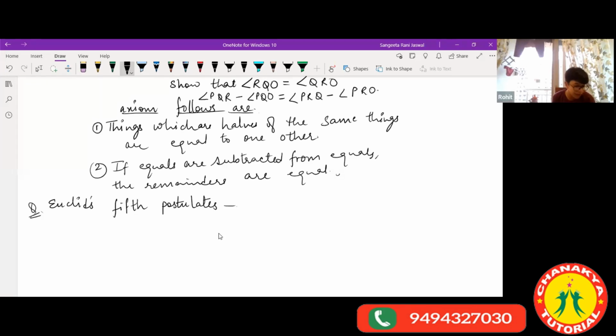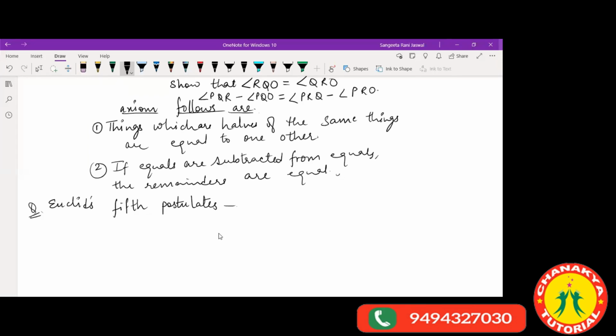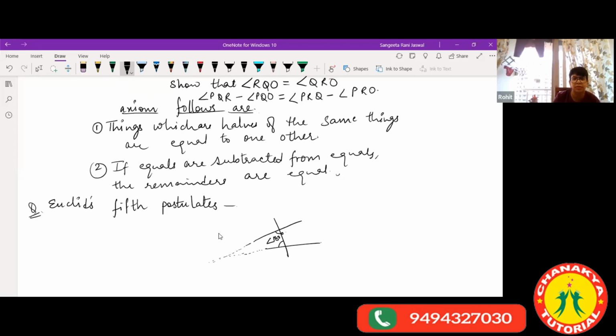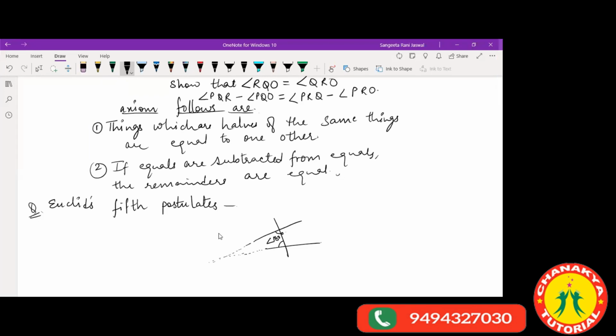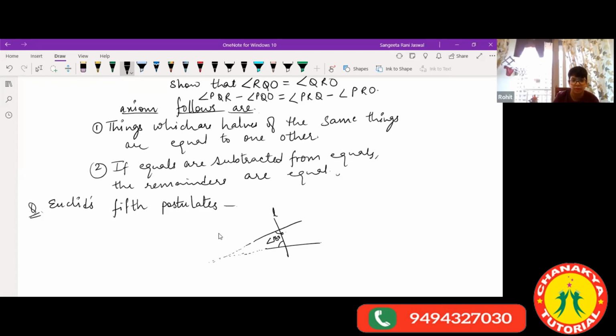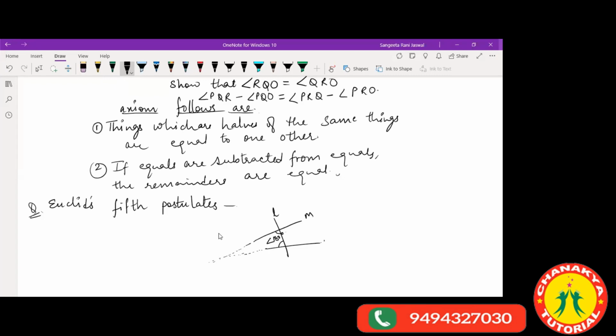Ma'am, if a straight line falling on two lines makes the interior angle of it on the same side. See, if a straight line falls on two straight lines, and the sum of the angles made on the interior side of it is less than 180 degrees, then we can say that the lines will intersect on the same side of the line. Yes, ma'am. So the lines will intersect on the same side of the line, if it is produced. You can even name this line L.